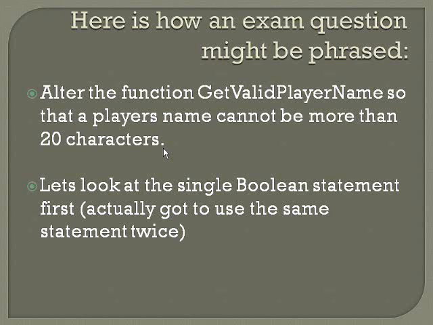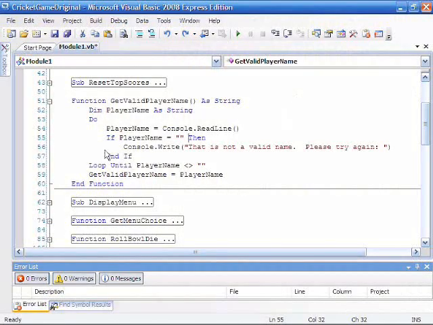So let's go to the code. So here's the current validation that the player name must have at least one character in it. It's not a blank string. So all we're going to do is add an OR statement to that, and use the len function, and see if the length of player name is greater than 20. So we're saying if it's blank or length is greater than 20, then display this particular statement.